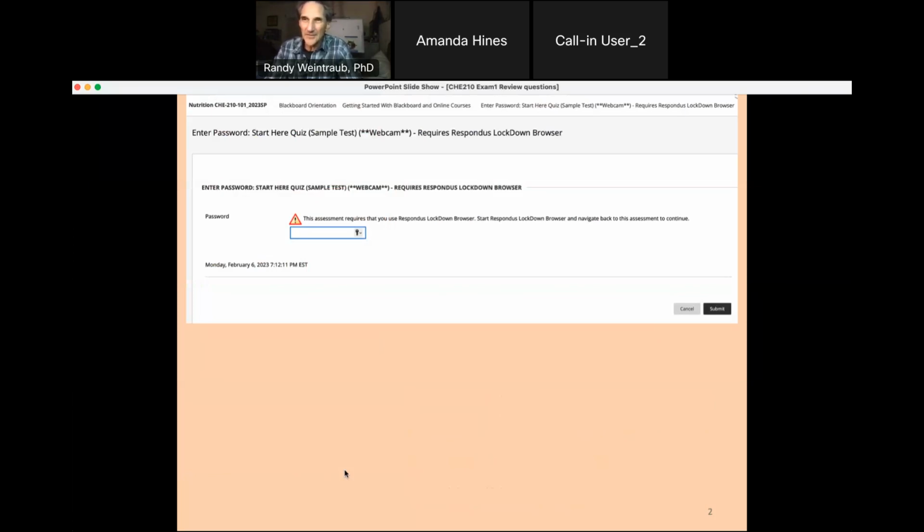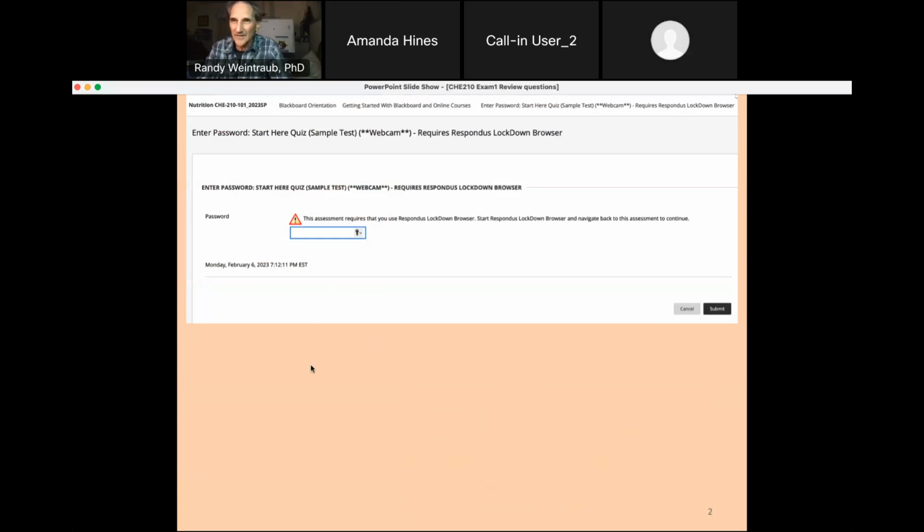No, there's no password. If you do get this window appearing when you're trying to do the quiz, that means you're not opening the quiz with the Lockdown browser. You just went to Blackboard and tried to open the quiz to practice. That's why you're being asked for a password. No, it doesn't require, and the exams will not require a password.